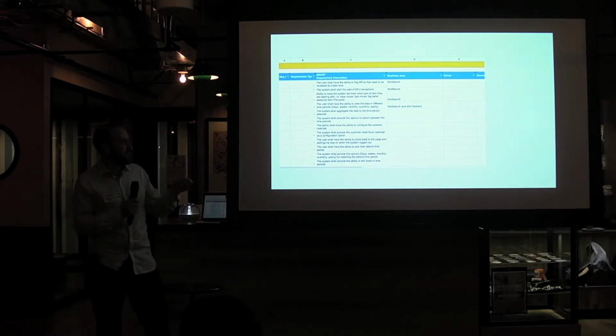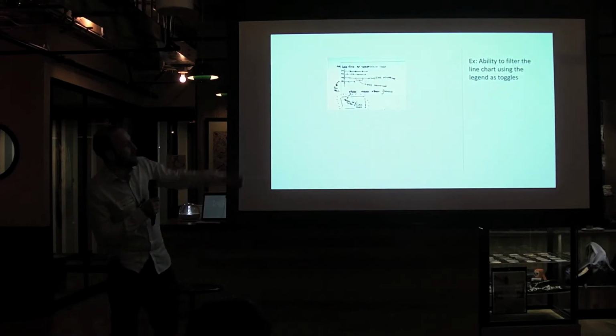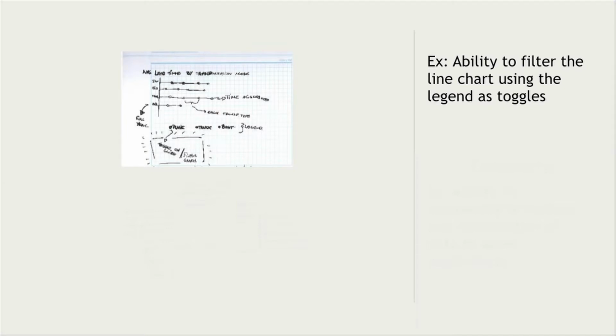But one of the mistakes that people make is that they actually write it down as a solution. So for example, ability to filter the line chart using a legend as toggle. So you already put that it's going to be a line chart. You already put that there's going to be a legend that you toggle. So you're not solving a problem. You're just proposing a solution.